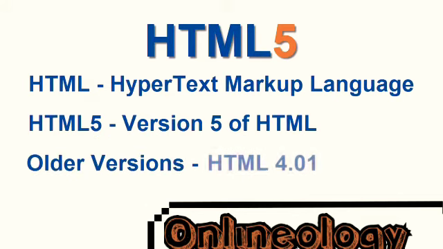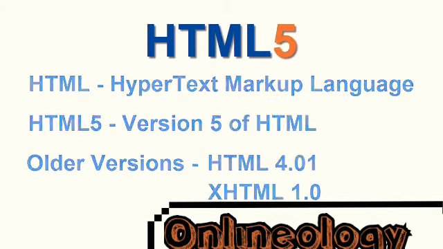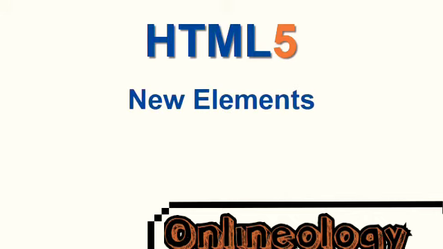The older HTML version 4.01 and XHTML version 1.0 have been used for many years, but HTML5 seeks to be an improvement over these older versions. For example, in order to support multimedia, HTML5 has new elements for audio and video, and I'll be showing you how to use these new elements in one of the other videos in this series.